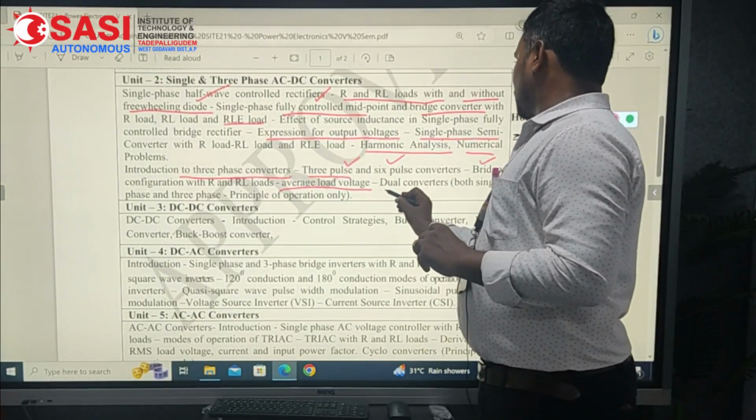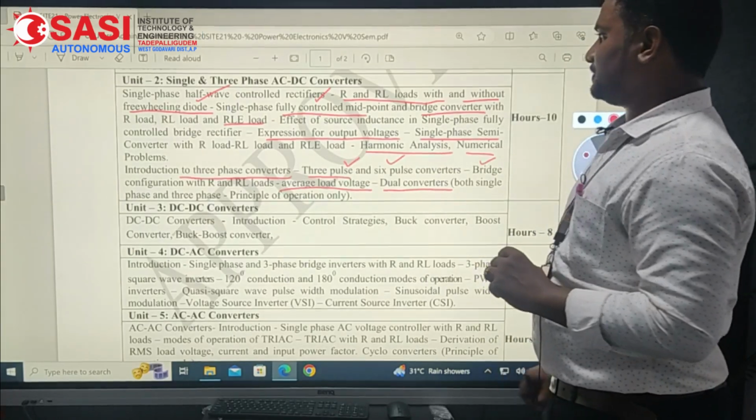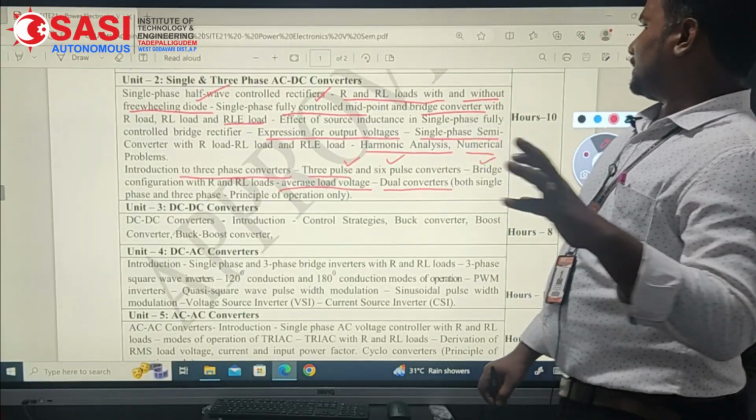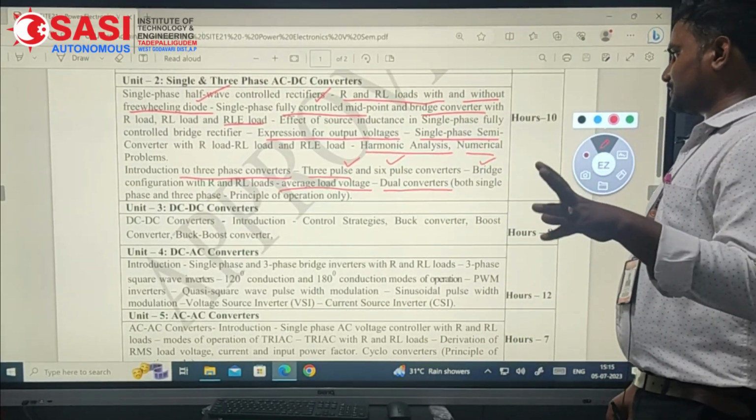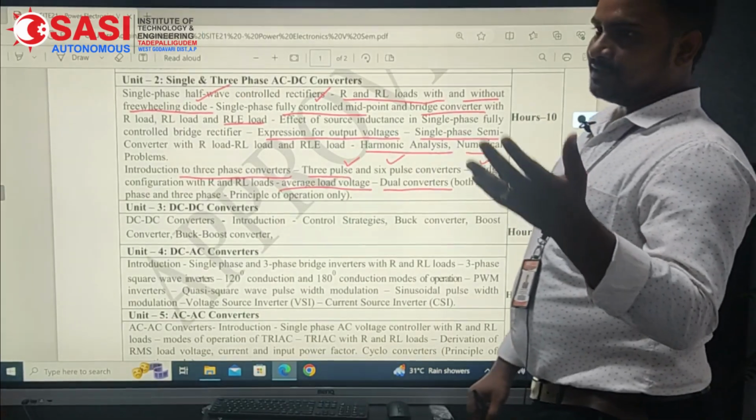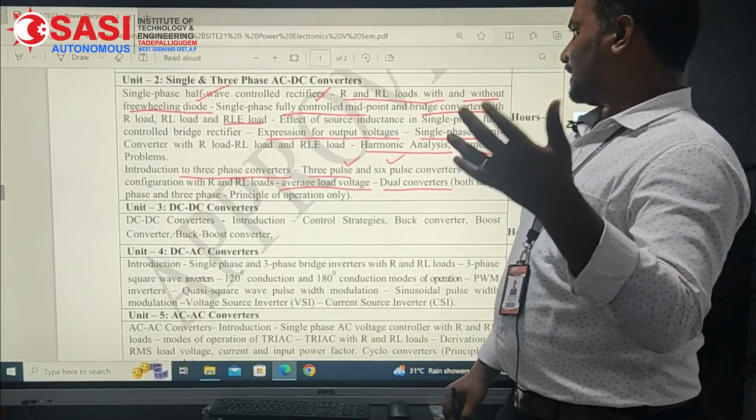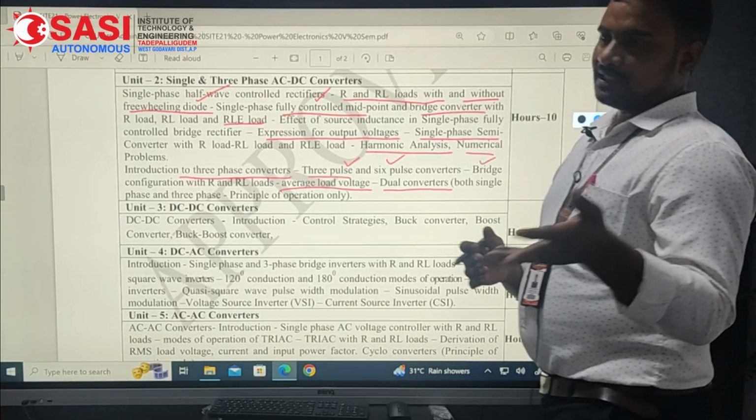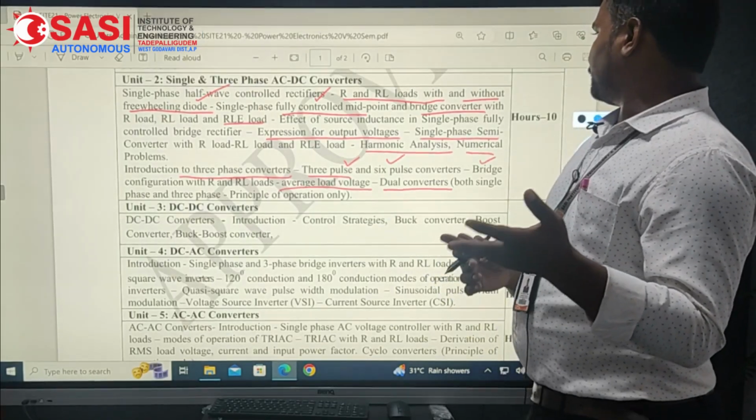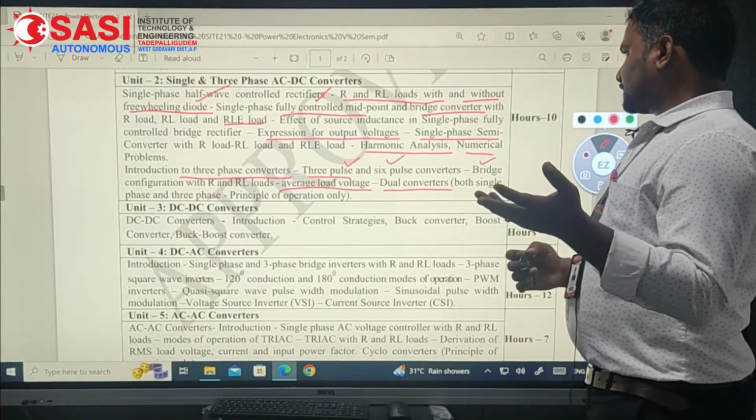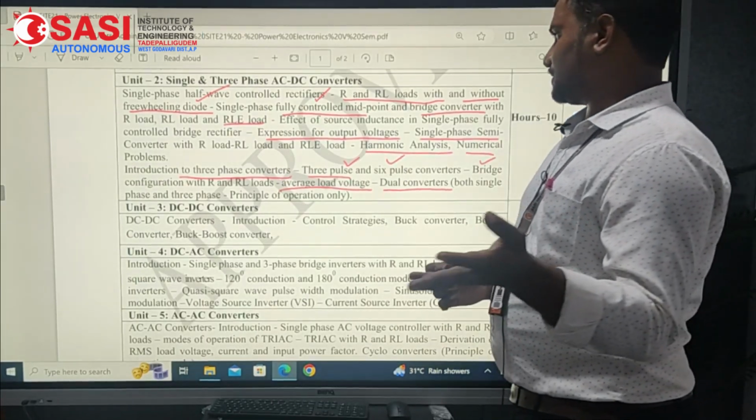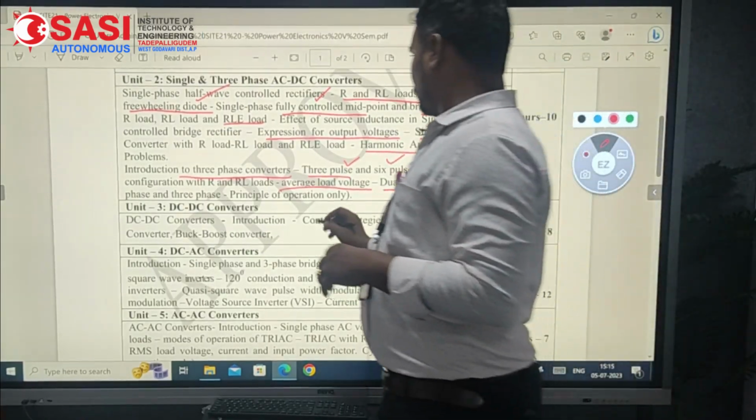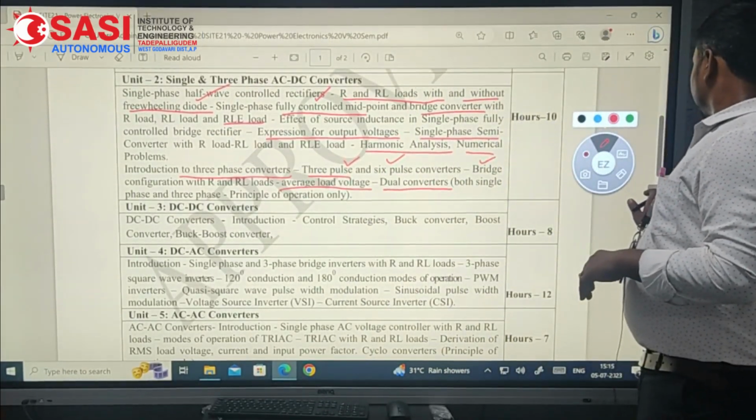And the next one is to analyze the dual converters. Here we are going to analyze the circuit operation only, not the derivation of the output voltages. Dual converters operate in two modes. Converter 1 and converter 2 are connected together back to back. Then we will operate with 180 degrees of angle, that means alpha 1 plus alpha 2 is 180 degrees. So we are going to analyze this dual converter. Now move on to the third unit.